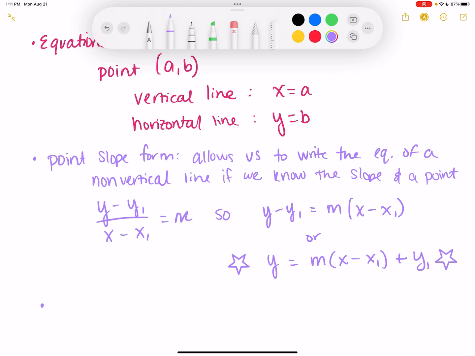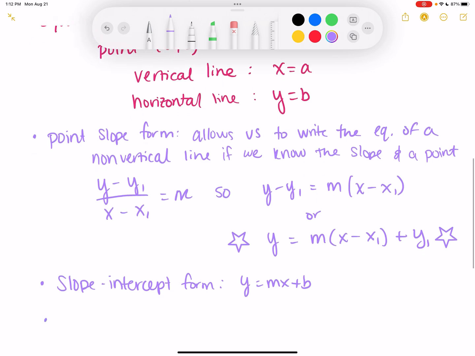Then we have two more forms. We have slope-intercept form. I would say just get used to point-slope form. I would say probably like at least 90% of what we do is going to be point-slope form, if not more than that. So we're going to write a lot of equations of tangent lines this year. So slope-intercept form, y equals mx plus b. Yeah. I know that.